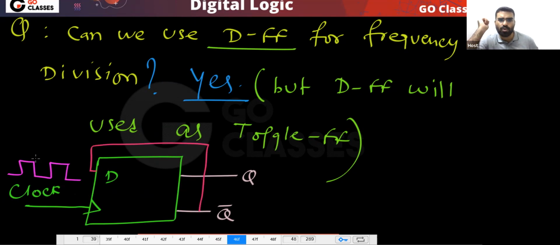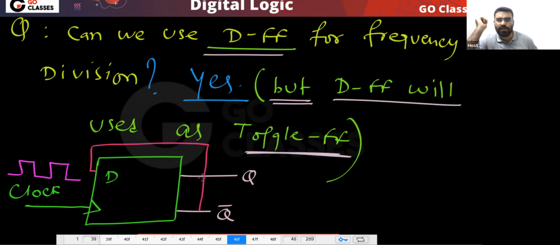Very good. So you can notice that I can use D flip-flop for frequency division, but the important point is that I will use this D flip-flop as a toggle flip-flop. I am using this D flip-flop as a toggling device. Ultimately, I am using this toggle feature.